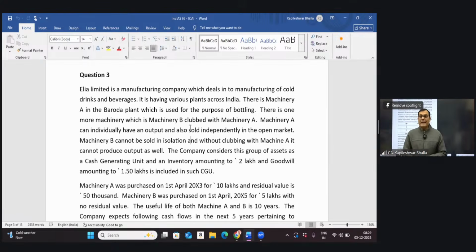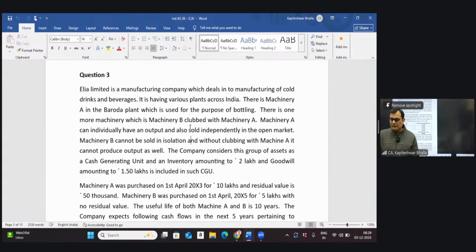Now let me tell you, as far as inventory is concerned, if you remember in step number 1 of the scope, ICAI clearly said that inventory has an inbuilt impairment. So in any case, when it comes to the allocation of impairment loss, we are not going to touch inventory, because inventory will be captured in accordance with Ind AS 2, and Ind AS 36 would not apply in this case.